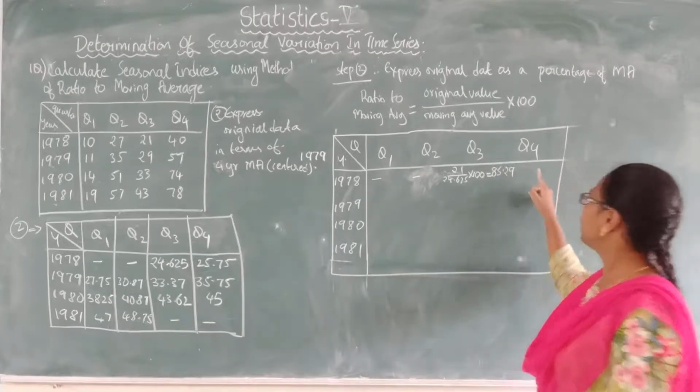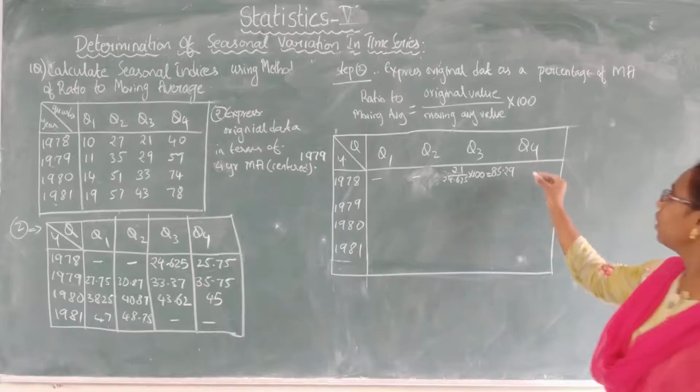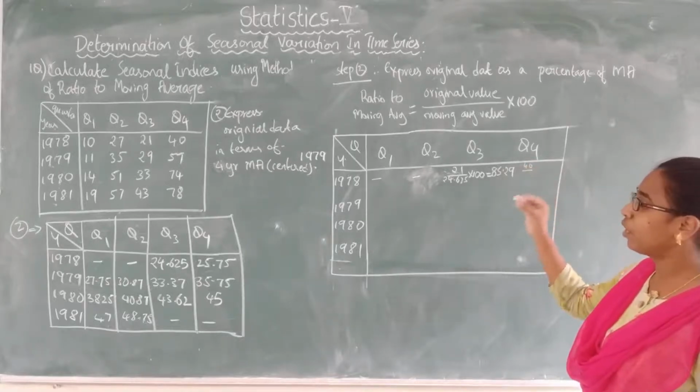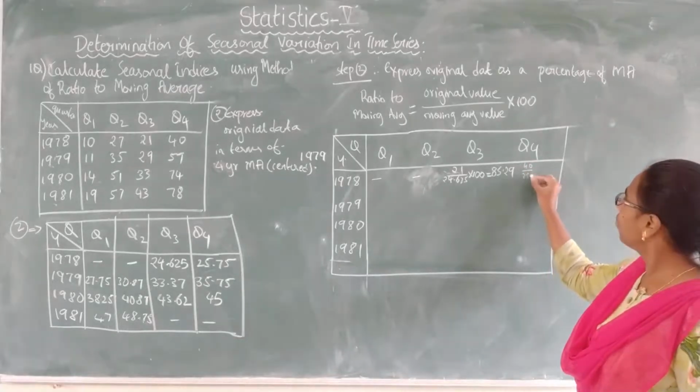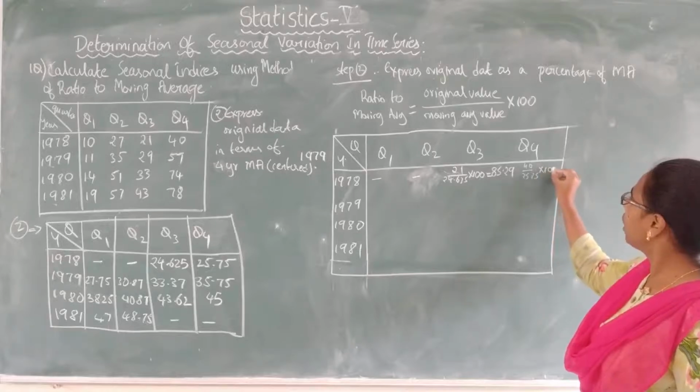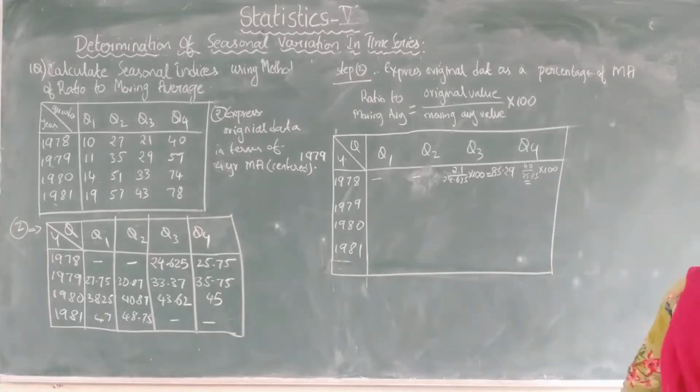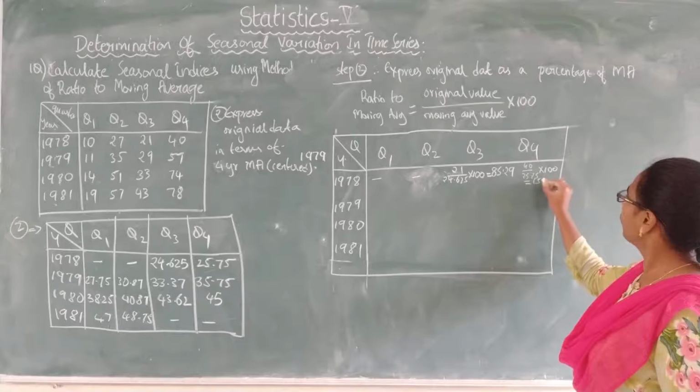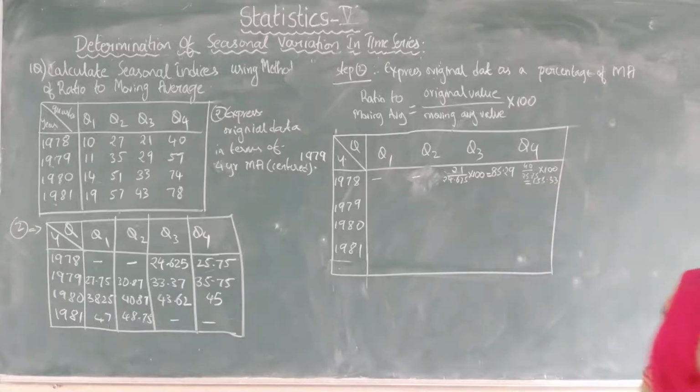Similarly, here also, the original value 40 divided by moving average value 25.75 into 100. The answer we are going to get here is 155.33. So this is the second step. These percentages represent the seasonal and irregular variations if we use the multiplicative model.